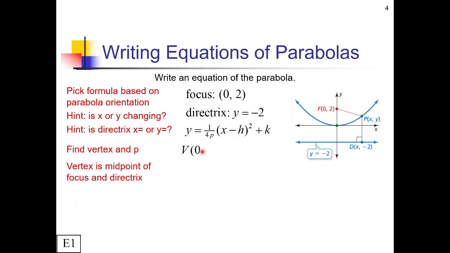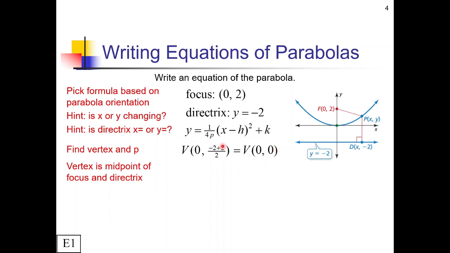So we're going to have 0, comma, and then I just have to average the focus and directrix values together. So we have 2 plus -2 all over 2. And then that's going to just be 0 over 2, which is just 0. So our vertex is 0, 0.